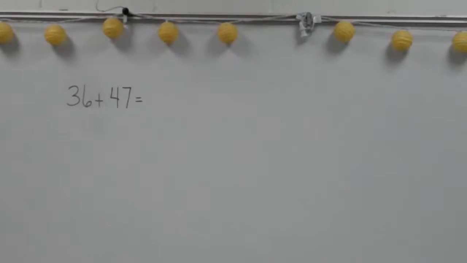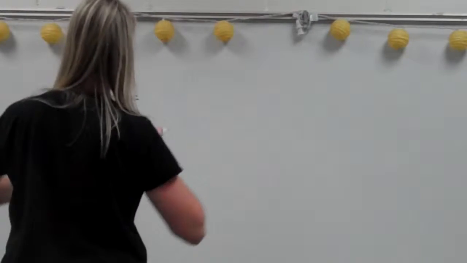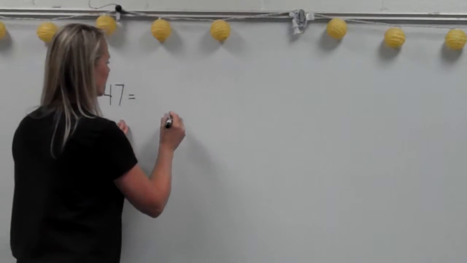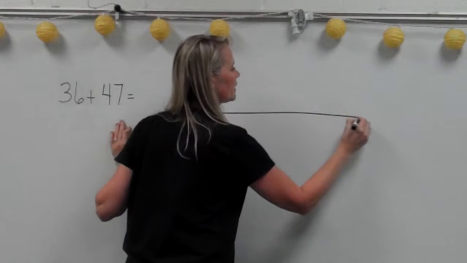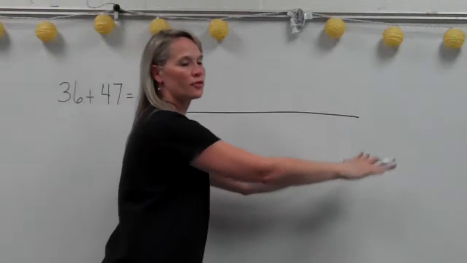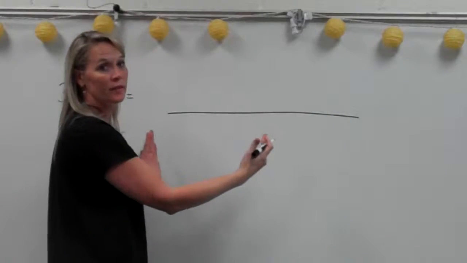Okay, the next strategy I'm going to teach is the number line strategy. With the number line strategy, again, I'm going to use 36 plus 47, and I'm going to draw part of the number line. Now the students know that the number line goes this way and it continuously goes that way also, and this is just a chunk of the number line.